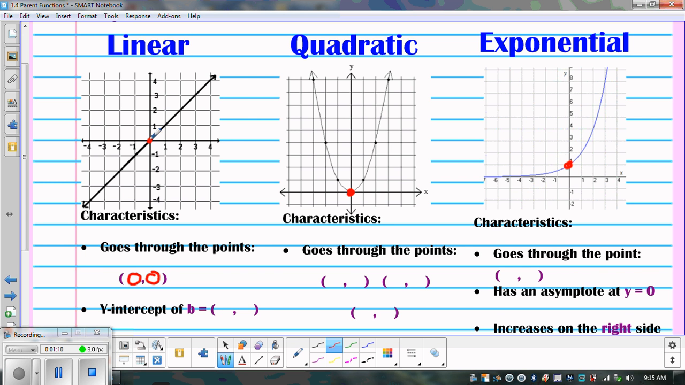So let's take a moment. Here is our graph, and it goes through the point 0 on the x, 0 on the y. Let's look where the y-intercept, the B, is located. It cuts through the y-line. Here's our y-line going up and down. It's cutting through the y-line at 0 also.